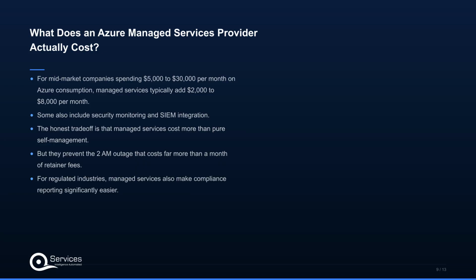An Azure Managed Services provider typically charges on one of 3 models: per resource, percentage of Azure spend, or a flat monthly retainer. For mid-market companies spending $5,000 to $30,000 per month on Azure consumption, managed services typically add $2,000 to $8,000 per month. What drives that range is the scope of coverage, monitoring and alerting only, versus active management including patching, backup verification, incident response, and optimization reviews.